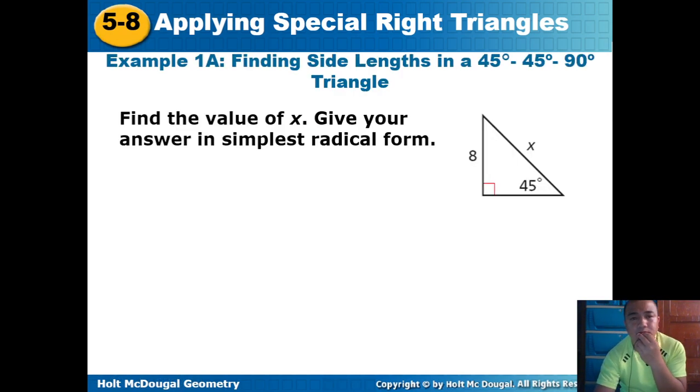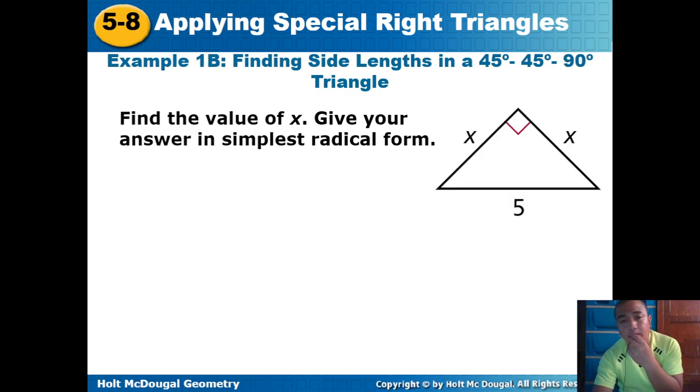Example: we have here a 45, 45, 90 degree triangle. If one leg is 8, of course the other leg is 8, then what is the length of the hypotenuse x? Find the value of x. Give your answer in simplest radical form. The answer is, of course, 8 square root of 2.